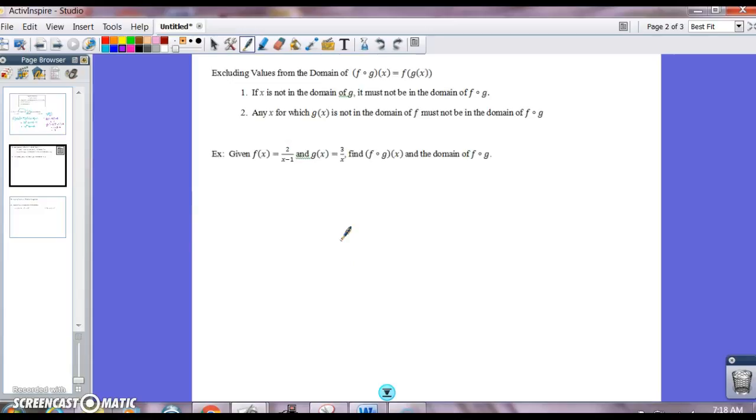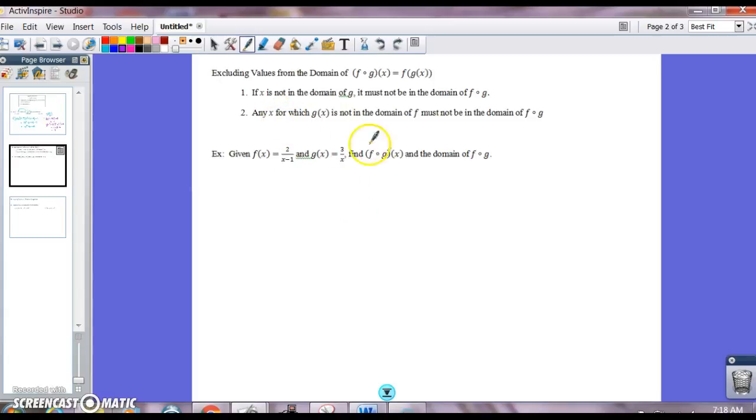But I want to move on and talk about excluding values from the domain of f of g of x. And this really only comes into play when you have an algebraic expression, meaning some fraction with a variable in the denominator. So if x is not in the domain of g, it must not be in the domain of f of g, because g is this function that we're starting with. That's what we're inserting into f of x. I have to first look at the domain of that, and if I have to exclude something from that domain, then it has to be excluded from the entire domain of the composition.